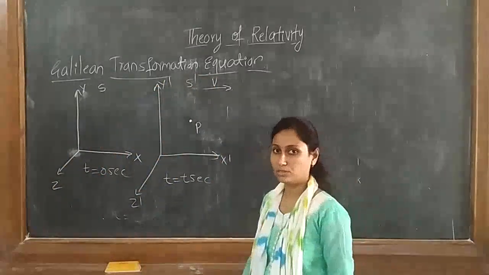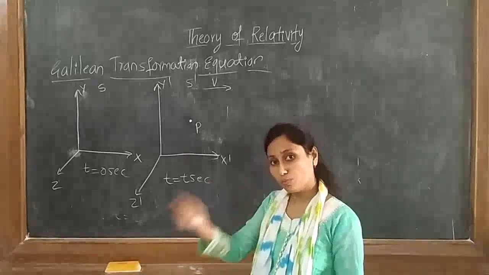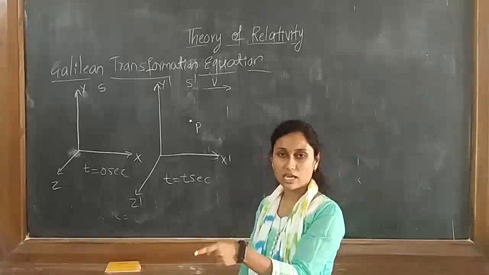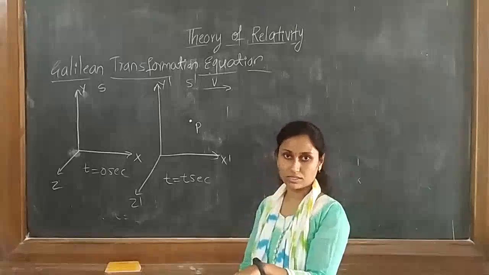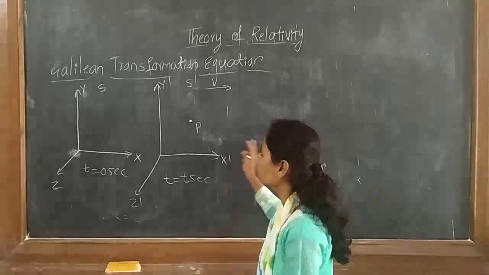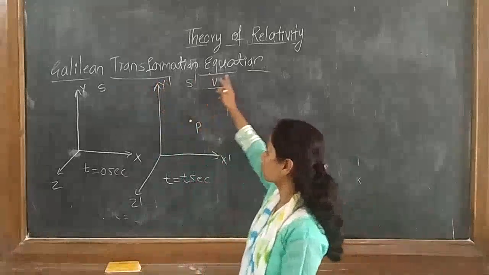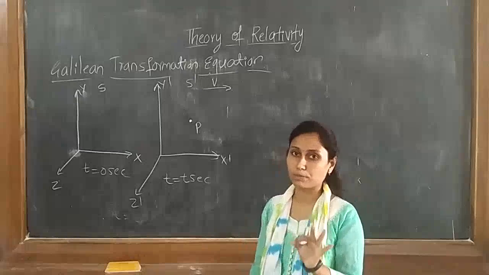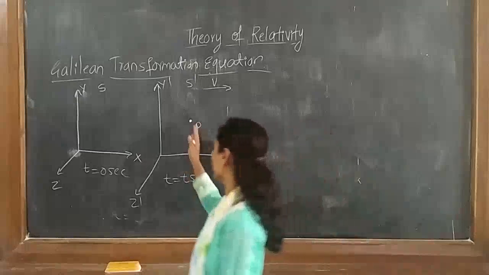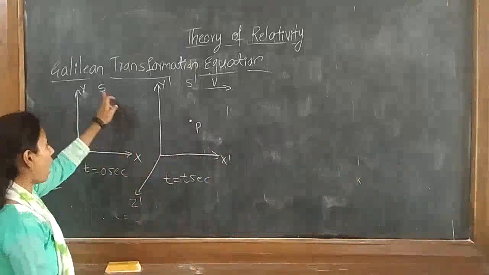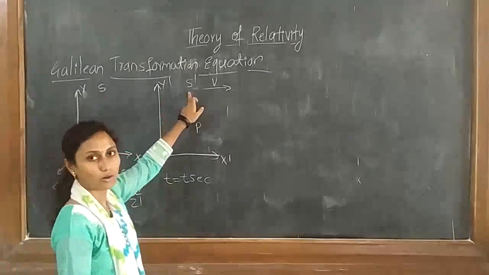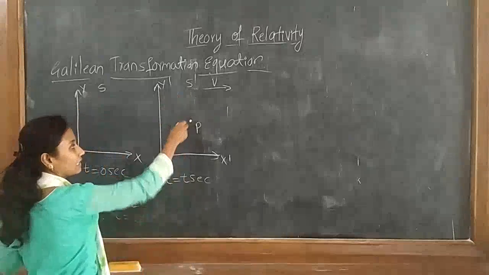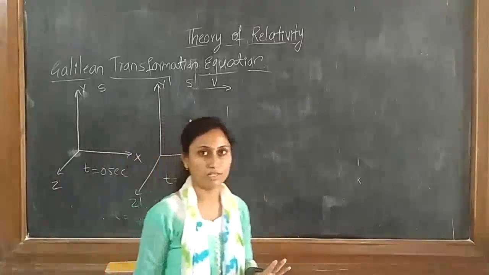When we are observing that event, according to both observers, will the position of the event be the same or different? That calculation we do by using the Galilean transformation equation. To find this, first we should specify the position of the body. So let's specify the position of the body according to the S frame as well as according to the S dash frame. Let's talk about the S dash frame first. I can give an example here.